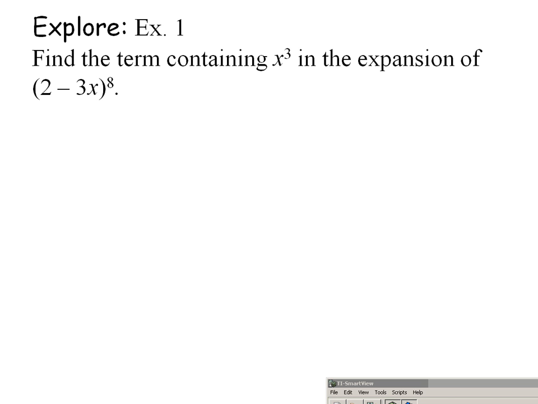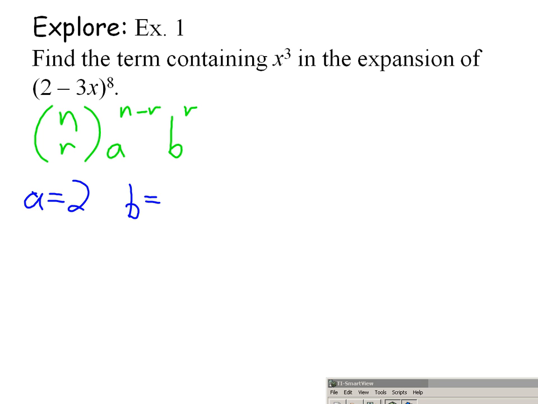Now, we don't need to expand every term. They're looking for one specific term containing x to the third power. So if we write our formula out, we've got n choose r, we have a to the n minus r, and we have b to the r power. Well, let's think about what we want. First and foremost, we can label a few things. a is obvious. a is 2. And b is pretty obvious as well. b is 3x. Or I'm sorry, negative 3x, right?